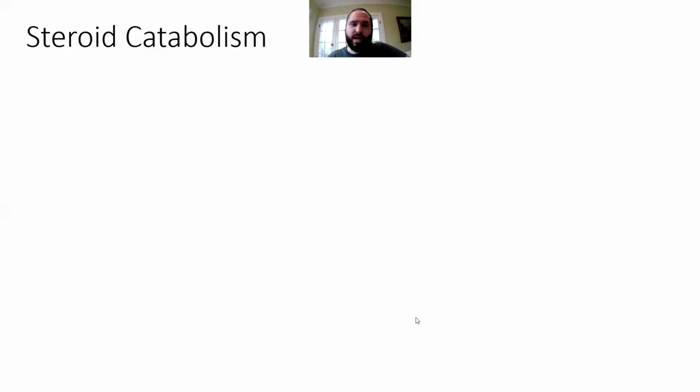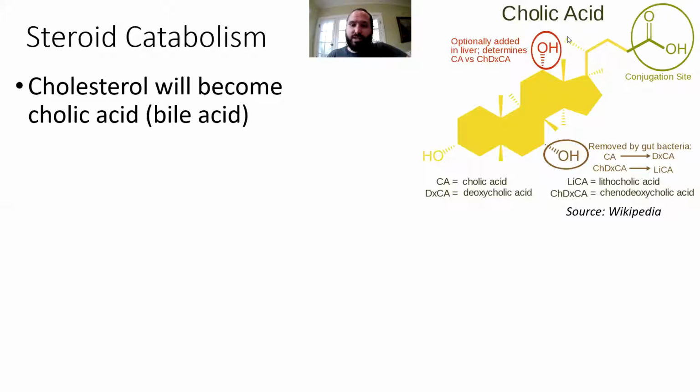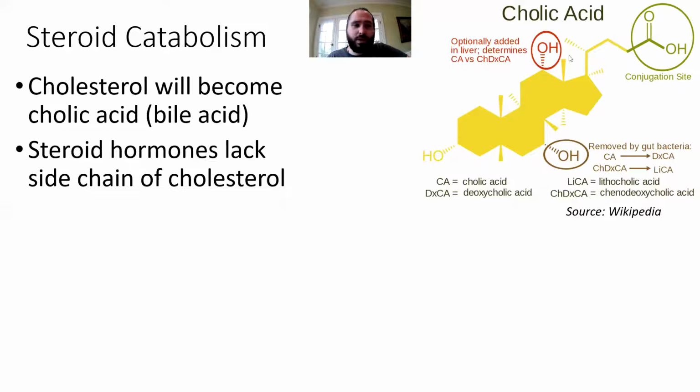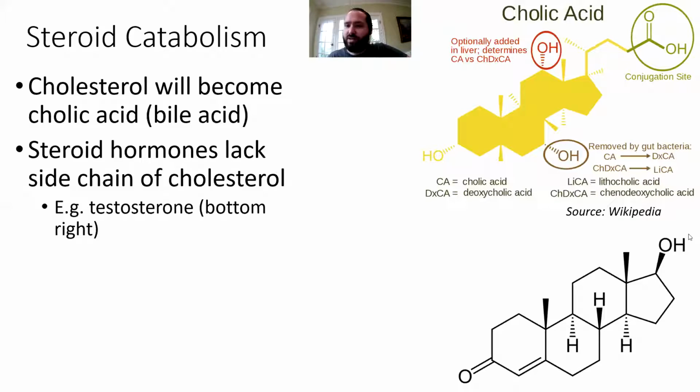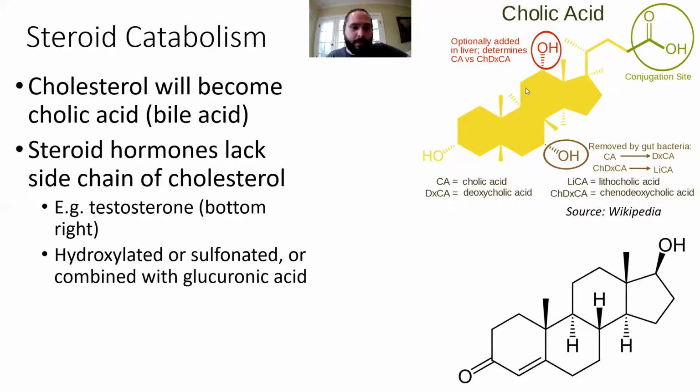It's a little more on steroid catabolism. Cholesterol, when it begins to be metabolized, will become cholic acid, which is a bile acid. Bile salts are made up of an acid and a metal ion, such as sodium. We can see what was once the side chain of cholesterol. Steroid hormones, on the other hand, such as testosterone, aren't going to have this side chain of cholesterol, so we're not going to be able to oxidize them in the same way to a carboxylic acid.